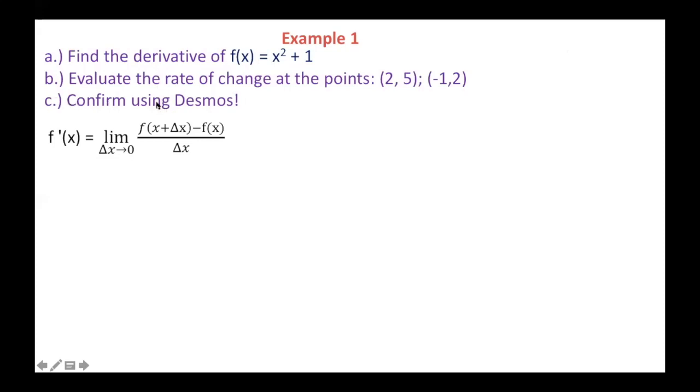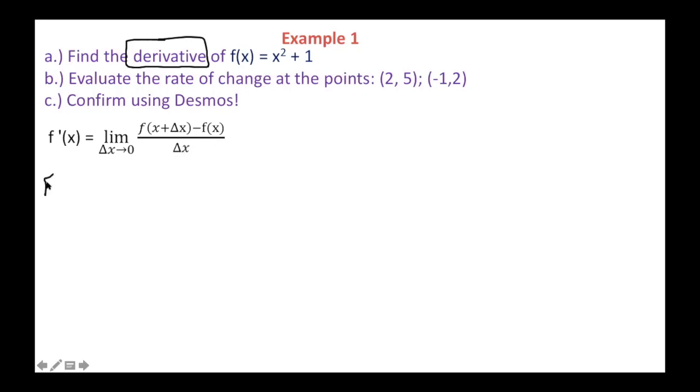So let's start with part A. How do we find or take the derivative of f of x equals x squared plus 1? Well, first, here is our formula. F prime of x, the derivative, is equal to the limit as delta x approaches 0 of f of x plus delta x minus f of x, again, that's the rise, over delta x, which is the run. So again, this is just slope at a particular point, tangent to that point, which you'll see in a little bit. But let's first do this analytically.